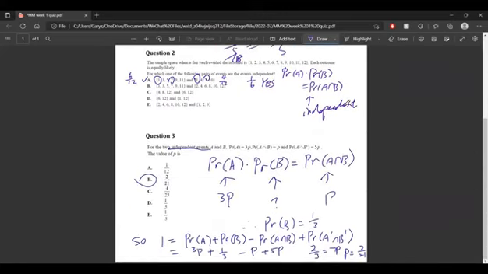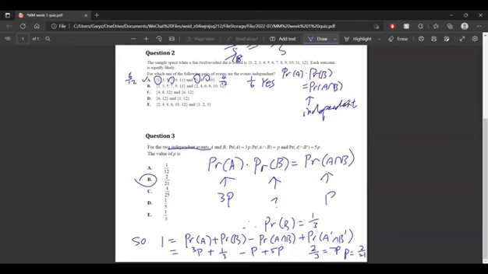For question 2, this is a multiple choice question. It's asking which one of the following events are independent. And as you can see here, we're lucky that part A is the independent one, so we don't have to work out the rest. We know that 2 events are independent if the probability of A times the probability of B is equal to the probability of A intersect B.